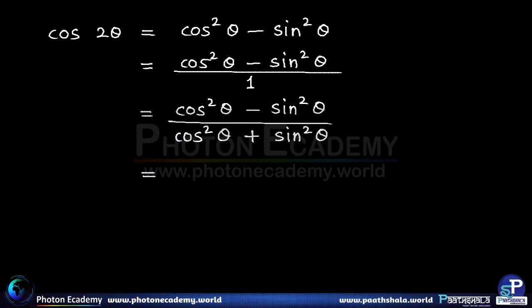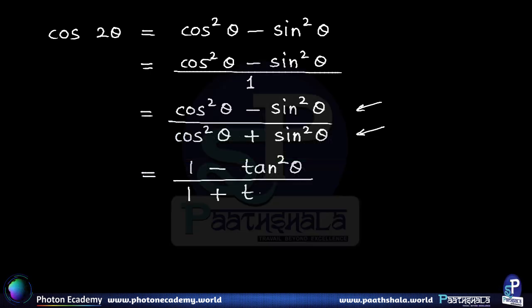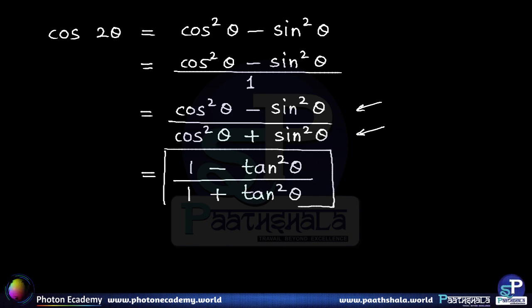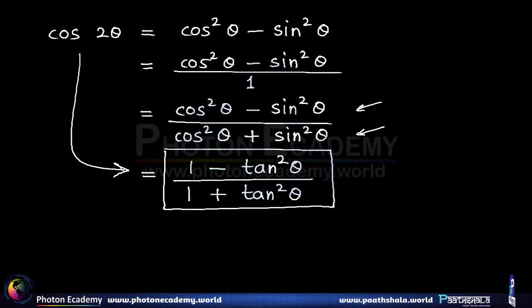Now we write this 1 as cos square theta plus sin square theta, because that's a fundamental identity. And then if we divide both numerator and denominator by cos square theta, we will get 1 minus sin square theta upon cos square theta, which is nothing but tan square theta, and upon 1 plus once again tan square theta. So this is how we get the fourth form of writing cos 2 theta in terms of tan of just theta, that is, the angle is half. So this is the half angle formula for cos of 2 theta.